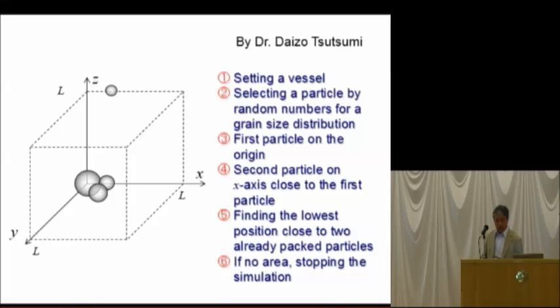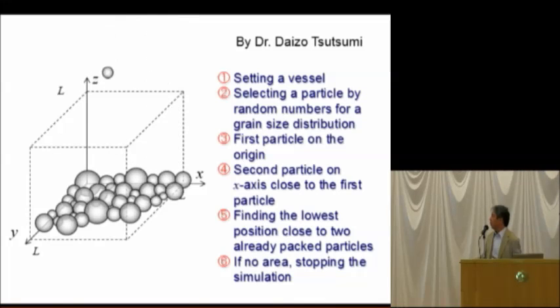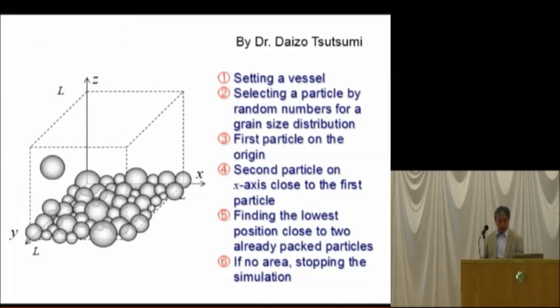Okay, and we put the particle like this, and anyway, we find the lowest possible position close to the two already packed particles, like this. And then if there is no area, we stop the simulation, and we calculate the porosity of that material.